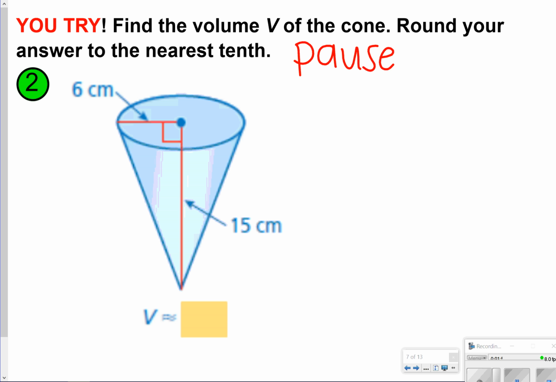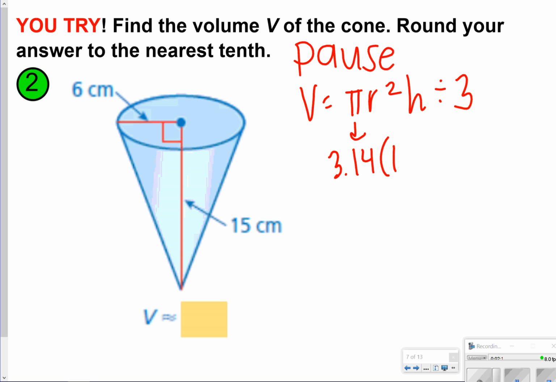Alright, so we did the volume, which is area of the base, times height divided by 3. I went ahead and just wrote area of the base like it is. Pi times 6 squared, because that's the radius, times the height, which is 15, and divide all that by 3.